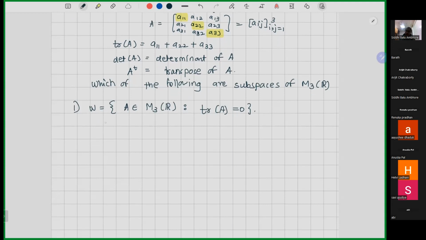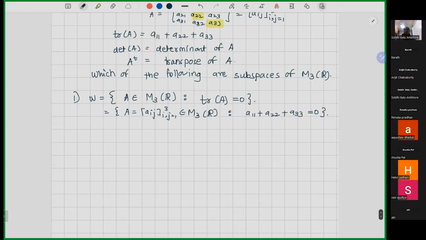Okay, so what is this? This is the set of all A = (Aij), i, j from 1 to 3, in M3(R), where my condition is that the addition A11 + A22 + A33 needs to be 0. We want to check whether this is a vector subspace of M3(R) or not.